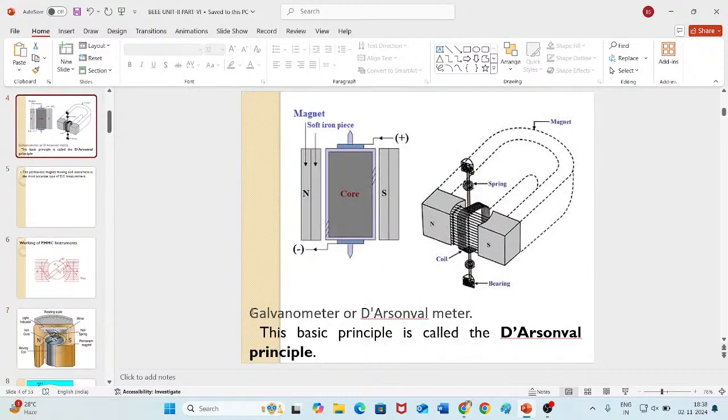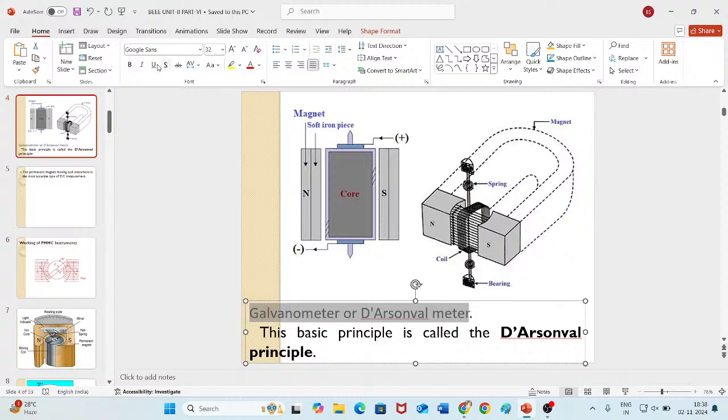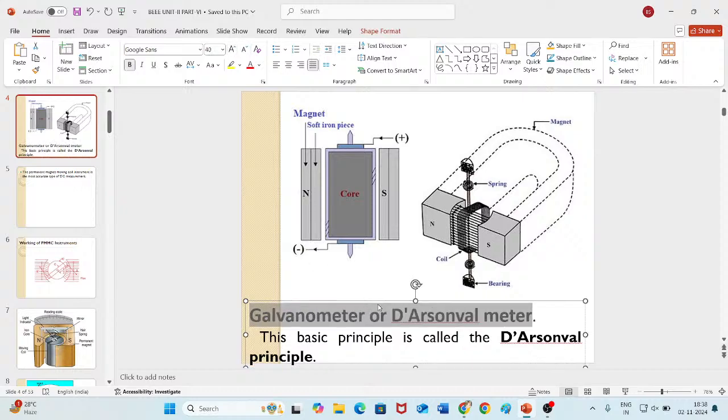They are also called galvanometers, or they are also known as D'Arsonval meters. So PMMC, permanent magnet moving coils, work on the D'Arsonval principle.